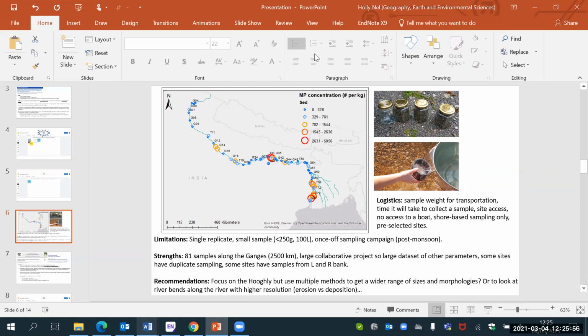This is obviously a collaborative project with partners in India, but the microplastic side of things is being done in the UK. So how much sample can I ask to be collected, and how much is it going to cost for it to be shipped back to the UK? Or if people are traveling, which is what the case was, flying back, how much can they carry? How much time is it going to take?